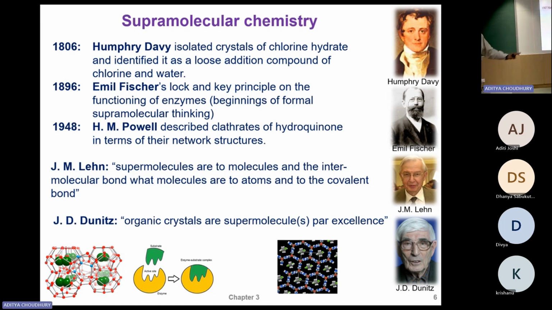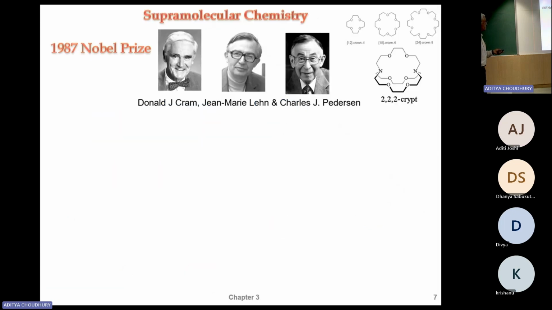Now, it's a sidetrack, nothing to do with crystal engineering. But anyway, in supramolecular chemistry, three people won the Nobel Prize before: Donald Cram, Jean-Marie Lehn, and Charles Pedersen. Cram is at UCLA, I think, as a professor. Jean-Marie Lehn, everybody knows, visited India several times from France. There's one more, Charles Pedersen. I don't know how many of you know him. Because of their work on cryptands and crown ethers, they won the Nobel Prize.